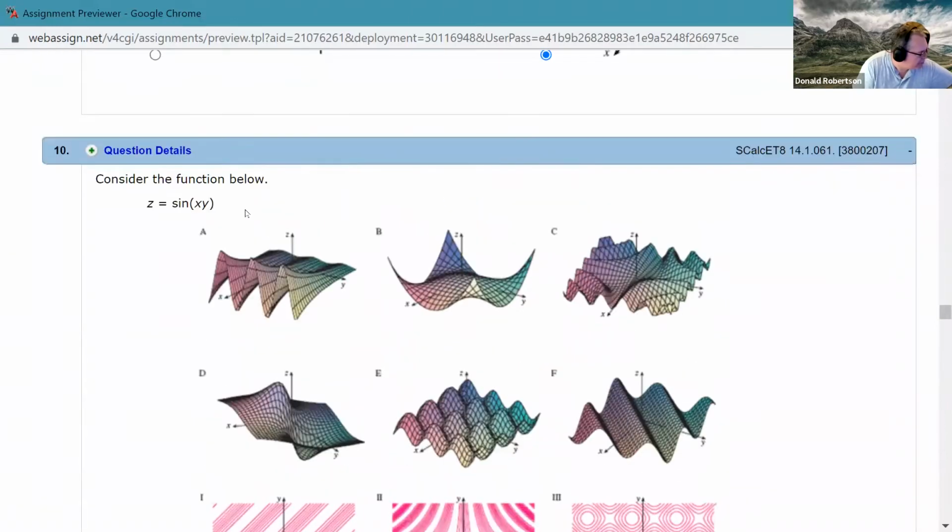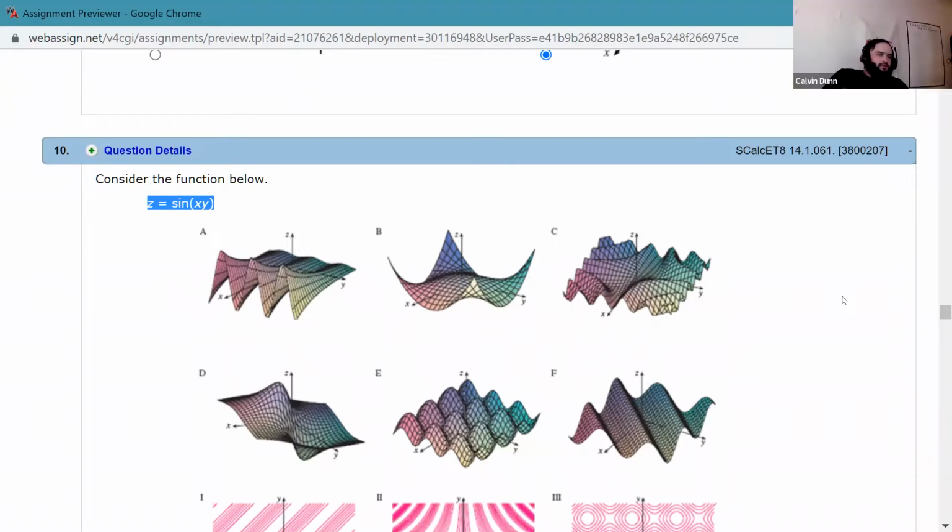I can't remember. So I'm going to copy that one. Oh, anybody got a prediction? There's A, B to F. Which one of those 6 do you think is going to be the contour map of sine XY? I want to say C or maybe E. And would I say E.